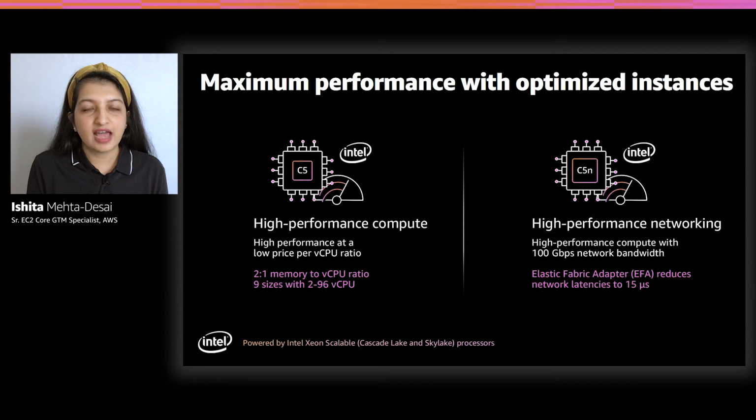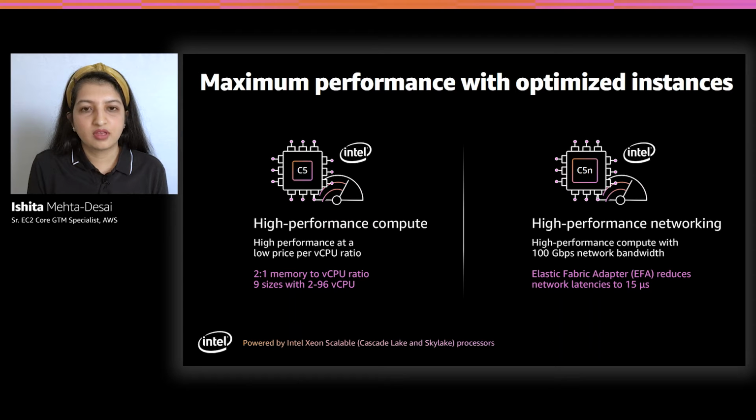The first one is the Amazon EC2 C5 and C5N instances that deliver high performance at a low price per compute ratio for running advanced computing workloads such as high-performance web servers, high-performance computing, batch analytics, distributed analytics, and deep learning inference, to name a few. These instances deliver up to 25 Gbps of network bandwidth and up to 19 Gbps of dedicated bandwidth to Amazon EBS.